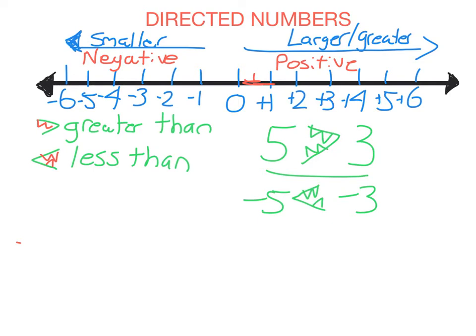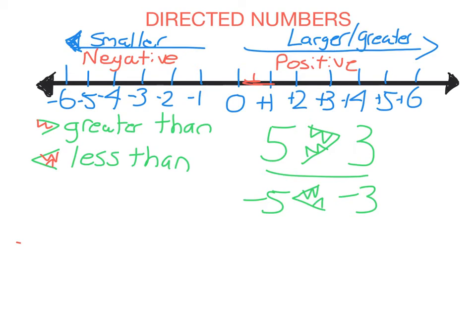So 20 is greater than 12, but that means -20 is less than -12. I mean, that makes sense. If it was -20 outside, it's a lot colder than if it was -12 degrees outside. So if you'd like to copy this down, please do so, because I'm about to move on to addition and subtraction of negative numbers.